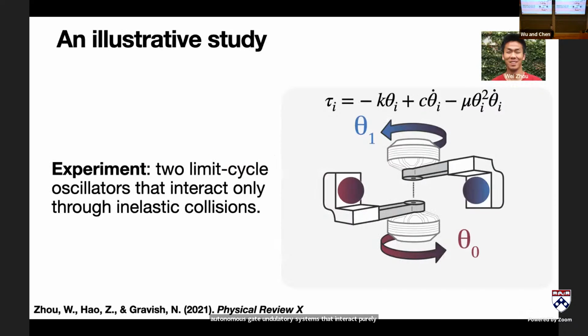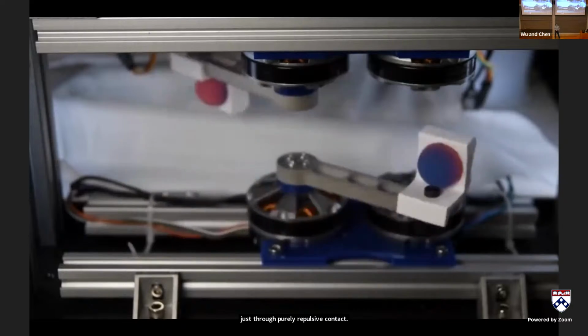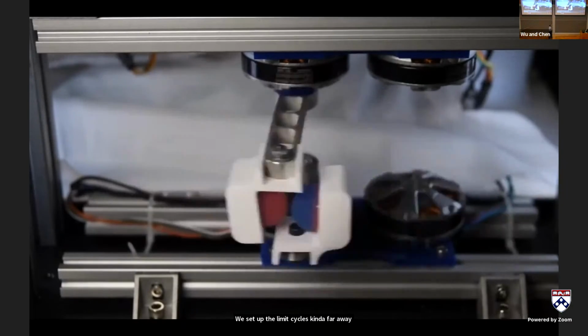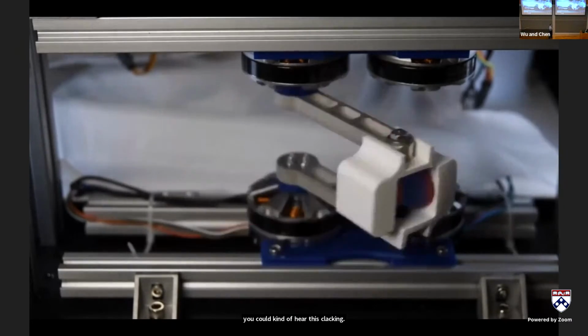And again, I said I've never taken a mechanical engineering class, but I've taken a lot of physics. And so we think about things like a robot is literally just a motor with a single link, okay? So my worms just look like just a single joint. And I'm going to cause these joints to oscillate on a limit cycle, and I'm going to allow them to interact just through purely repulsive contact. We set up the limit cycles kind of far away, and then we bring them into contact. If my volume was up right now, you could kind of hear this clacking. This was done thousands of times in the lab. It was kind of annoying.